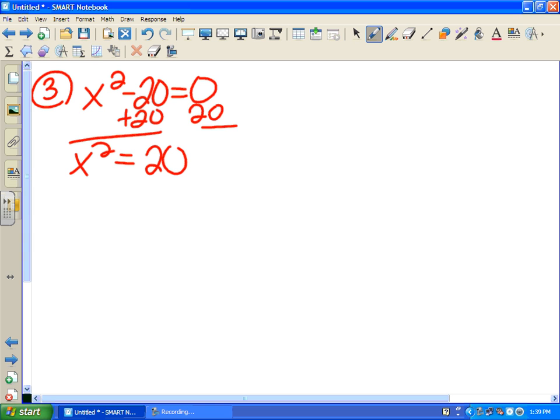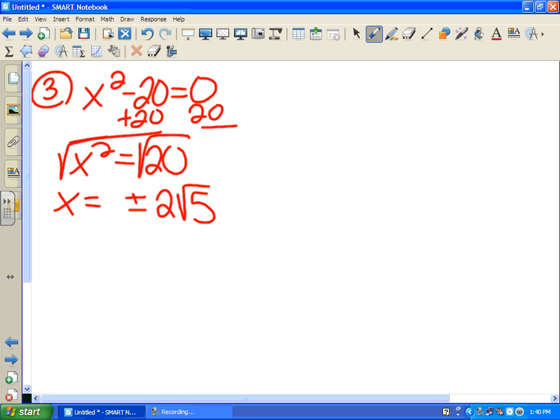Now it looks just like the other 2 problems. So take the square root of each side. So x equals plus or minus. Just go ahead and put that down. And then the square root of 20. What is that? 2 radical 5. 20 is 4 times 5. And so that's 2 radical 5.